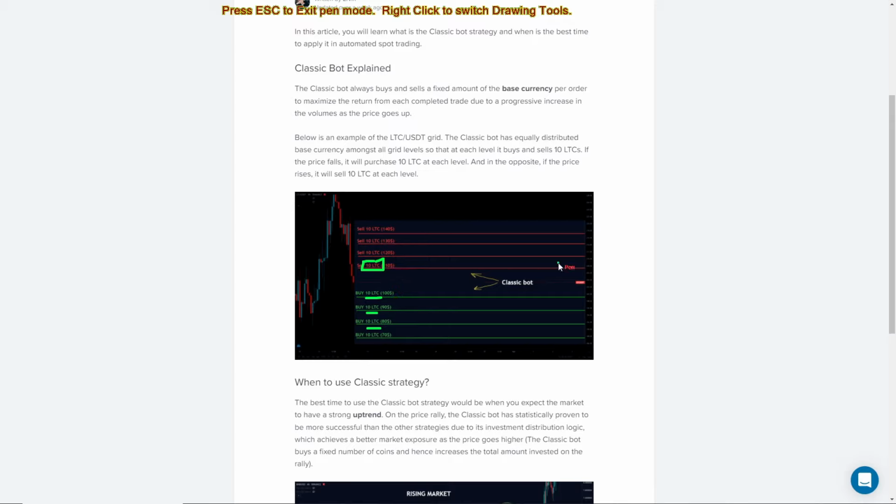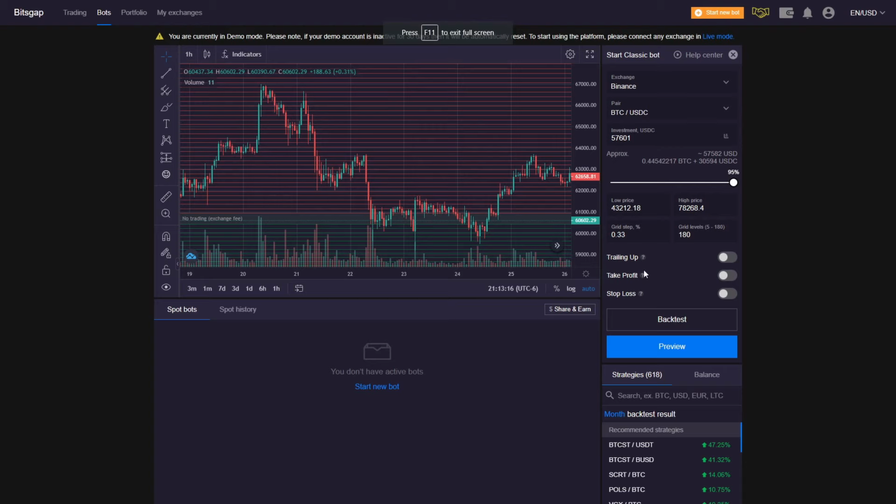As such, they explain that the classic bot is best for rising markets where price is moving upwards. Between the two of them, though, they still use the same strategy, just different investment strategies on the dollar cost averaging aspect of them. We have the same functions over here as well with the trailing stop, take profit, and the stop loss. Notice that we don't have a trailing down. This is because this works better in an upwards rising market. Therefore, trailing up is more beneficial in this case.